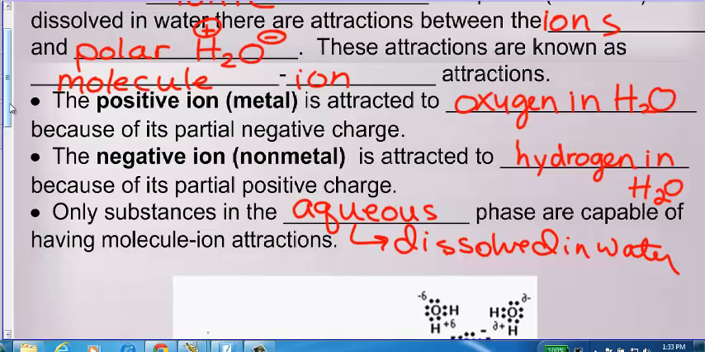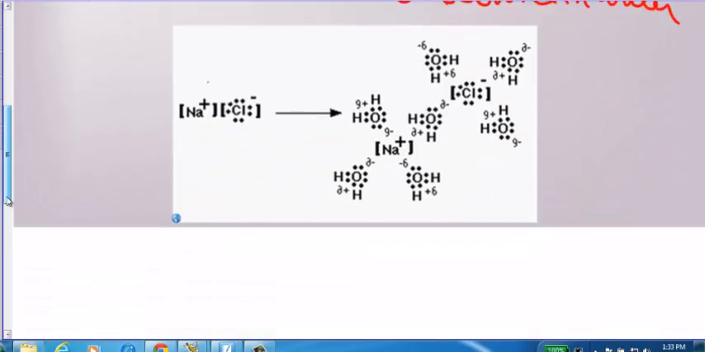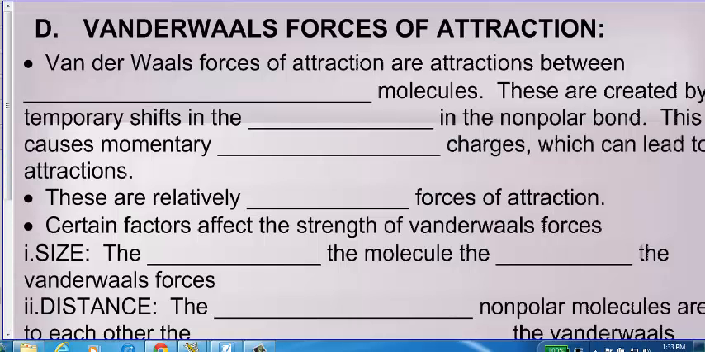And then, finally, our last and weakest, puniest type of IMF, IMF number 4, is called a van der Waals force of attraction. It has a strong name, doesn't it? Van der Waals, but it's really weak. It's the weakest IMF there is. And van der Waals are attractions between nonpolar molecules.